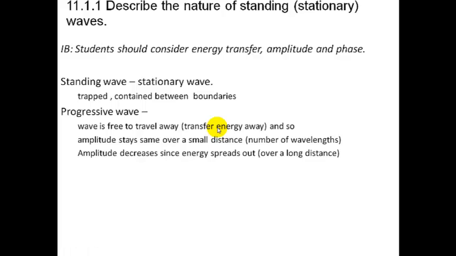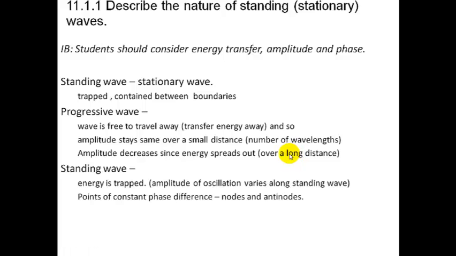And as the wave moves, the amplitude stays more or less the same. In a standing wave, the amplitude changes at different parts of the standing wave. However, with a progressive wave, the amplitude decreases over a long time, because the energy spreads out. With a standing wave, the energy is trapped.